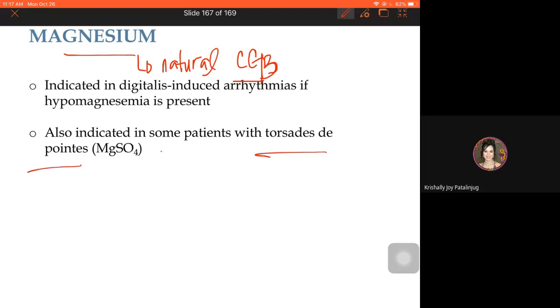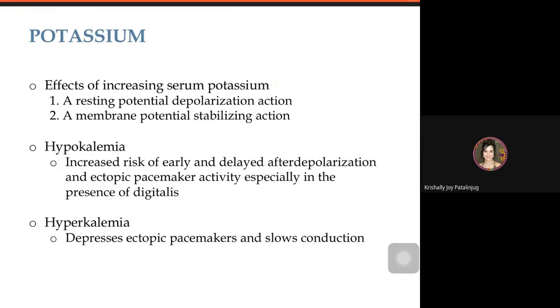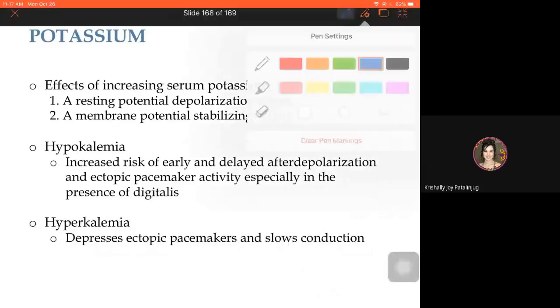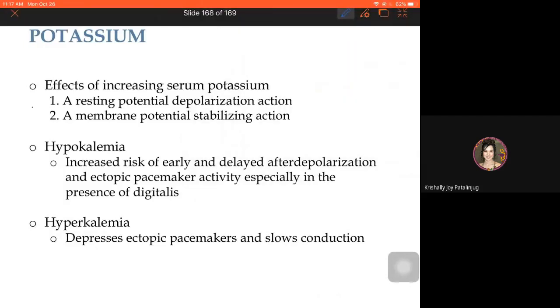And then finally, we have potassium. Okay, si potassium, it has two major effects. Okay, meron siyang two major effects once administered to patient. Number one is resting potential depolarization action, and number two, membrane potential stabilizing action. Now, kapag sobrang taas or sobrang baba ng potassium sa body, may certain effects ito sa katawan ng patient.